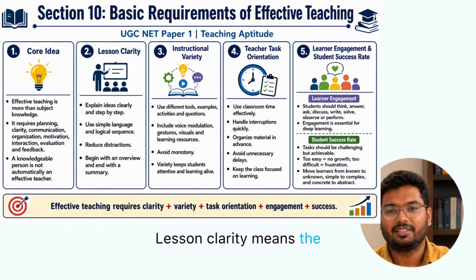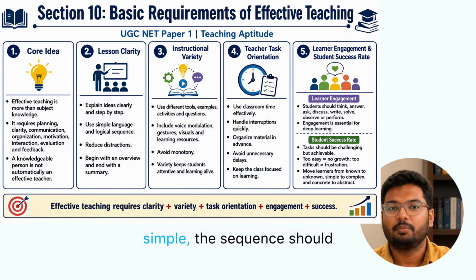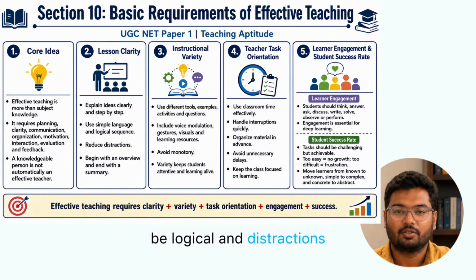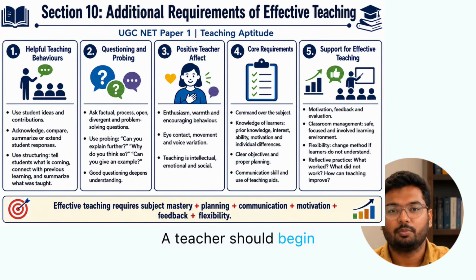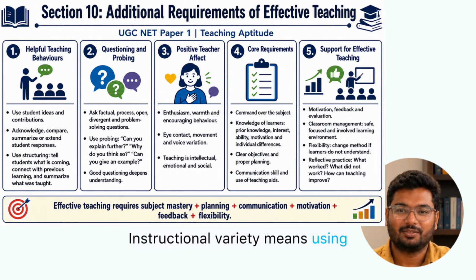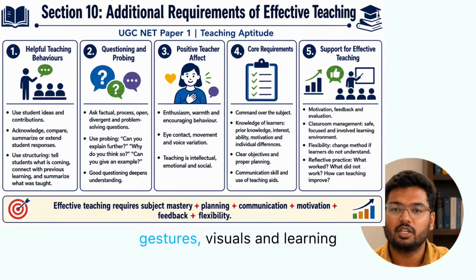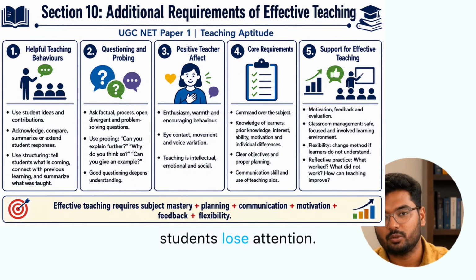Lesson clarity means the teacher explains ideas clearly and in a step-by-step manner. The language should be simple, the sequence should be logical, and distractions should be minimized. A teacher should begin with an overview and end with a summary. Instructional variety means using different teaching tools, examples, activities, questions, voice modulation, gestures, visuals, and learning resources. If teaching is monotonous, students lose attention.